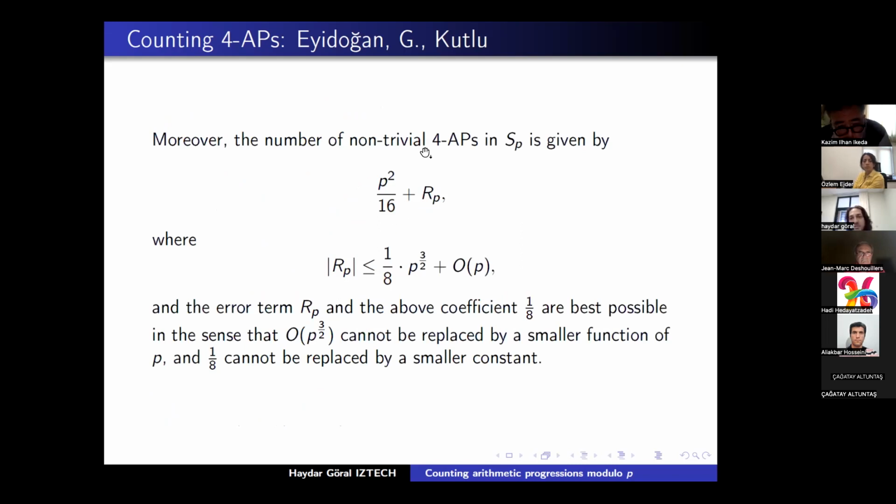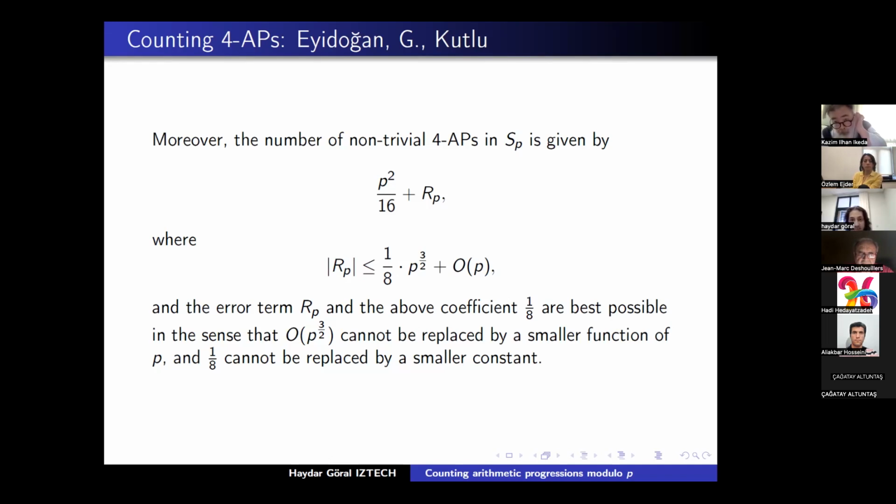So the number of non-trivial 4 APs in squares is given by the main term, p squared over 16. And the error term is less than 1/8 times p to the 3/2 plus some smaller error term. And this constant is best possible here. So you cannot improve your function p to the 3/2, but also you cannot improve this constant as well. So this error term is actually inevitable due to the Sato-Tate conjecture. Okay, so actually you need this error term. You cannot do much more.